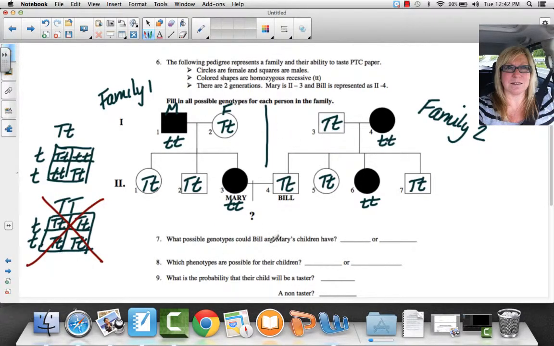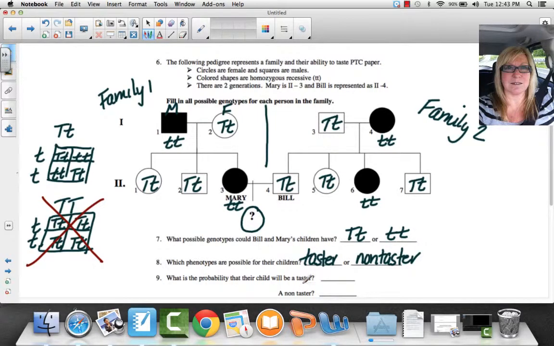So what possible genotypes could Bill and Mary's children have been? So now they want to know, this is the question mark, number 7. What are their children going to be if we cross heterozygous Bill with homozygous recessive Mary? Well, that's this cross that I did over here. I'm going to get 50% recessive non-tasters and 50% dominant tasters. So their genotypes could either be big T, little t, or little t, little t. So that means that they're either going to be a taster or a non-taster.